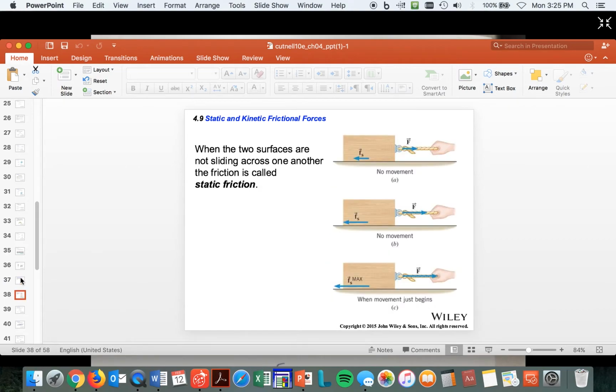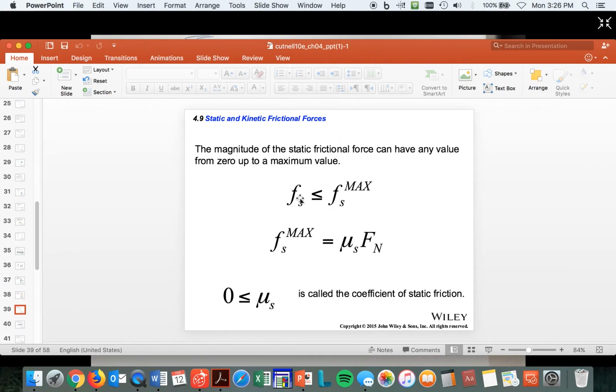When two surfaces are not sliding across one another, the friction is called static friction. If it's not sliding, there's no movement. I'm pulling with a smaller force, pulling with a larger force, and then finally I'm almost to the breaking point where it's going to go, and so I have a huge force. So right there at the maximum, the static frictional force is less than or equal to the maximum static frictional force. And the maximum static frictional force, the force needed to finally get it to move, is equal to mu of S times F of N.